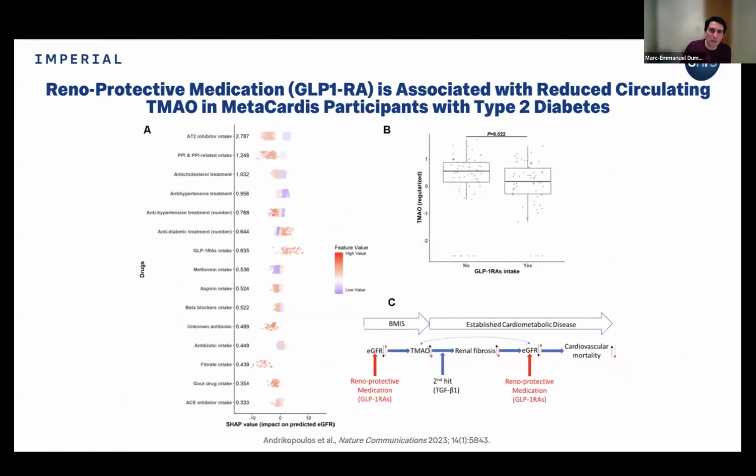And maybe the silver lining, the take-home message and the interesting bit in terms of translational medicine, is that when you focus on renoprotective anti-diabetic medication, so GLP-1 receptor agonists, in the MetaCardis study, the patients who were prescribed GLP-1 receptor agonists tended to have less TMAO in their blood. So this is an association. This is not a clinical trial, so we don't have a before and after. But it seems that treatment with renoprotective anti-diabetic medication protects the kidneys, and as a consequence you maintain the capacity to filter and excrete TMAO into urine, and therefore you have some added benefits in terms of cardiovascular risk.